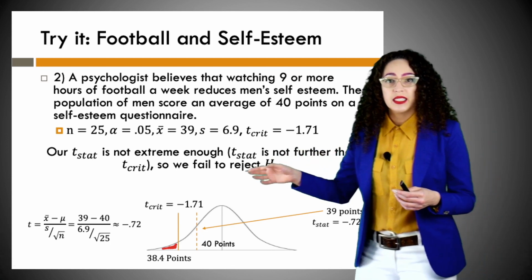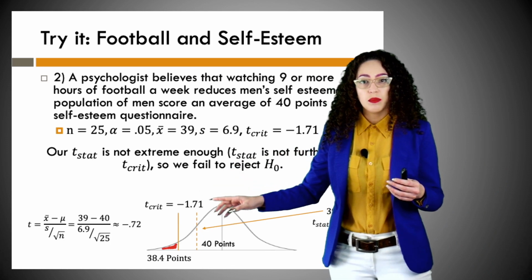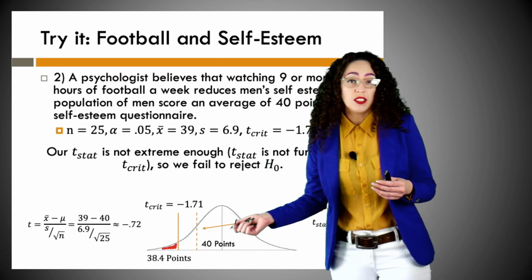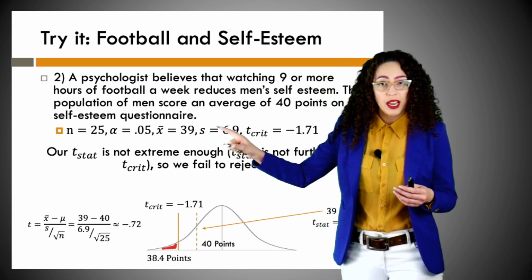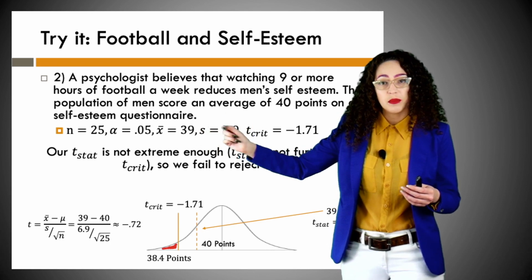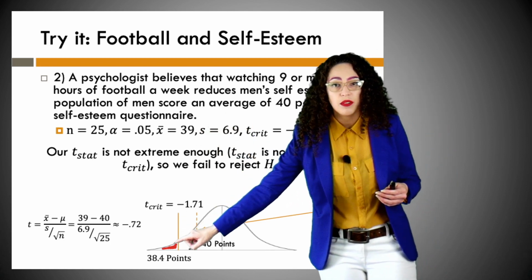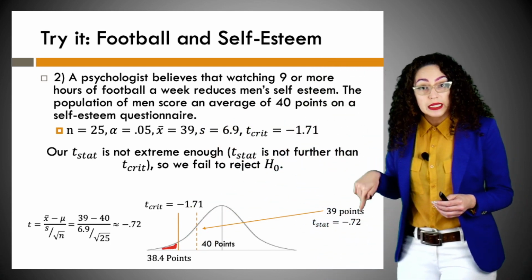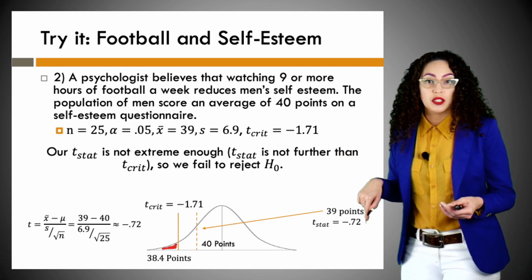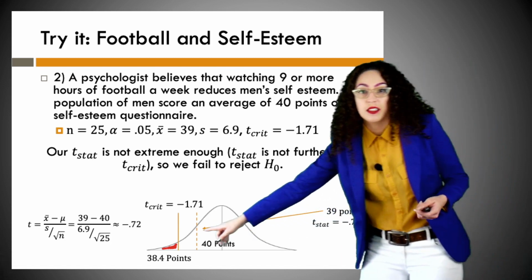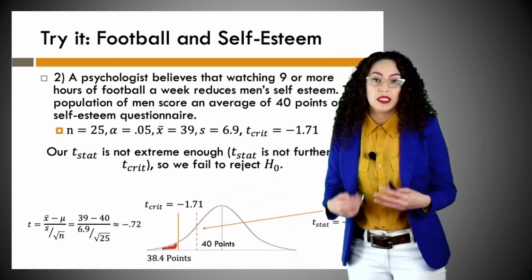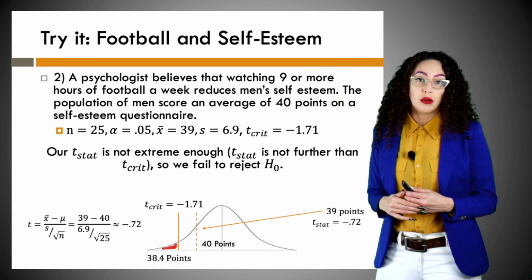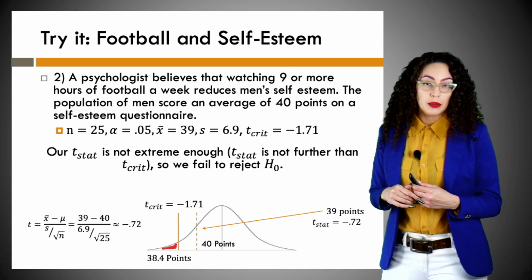And again, I translated these numbers from the standardized negative 1.71, that t value. I translated that also back into self-esteem points. So if the average that you went out and got from your sample was less than 38.4 points, it would have been significant in this example. Also, our 39 points, this is the translation of it, right? Negative 0.72, which is not big enough. It's not big enough in the raw score or in the standardized score because they're the exact same thing, same message, just in a different language. So either way will give you the same answer of failed to reject. Football does not lower the self-esteem.